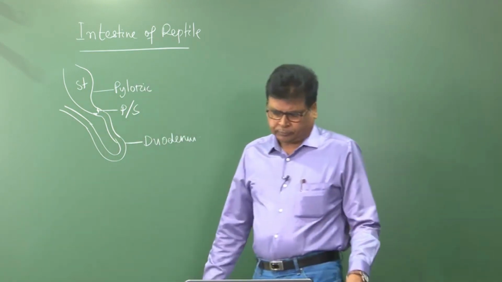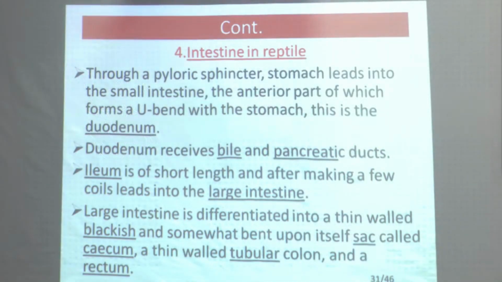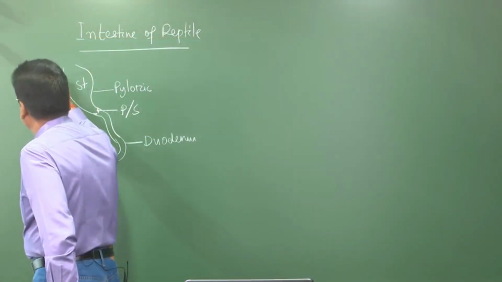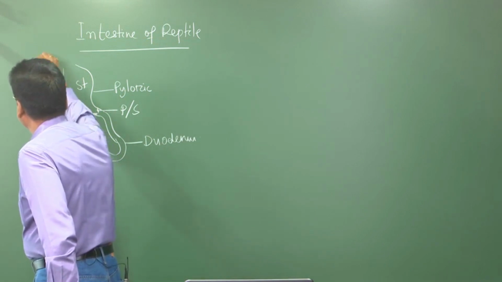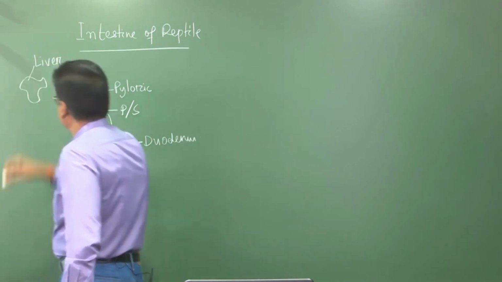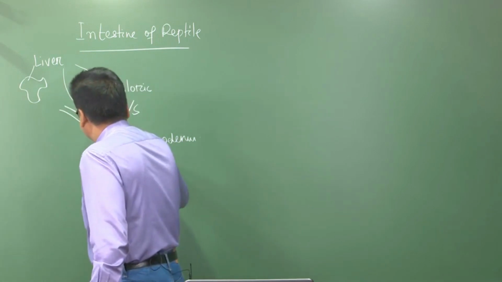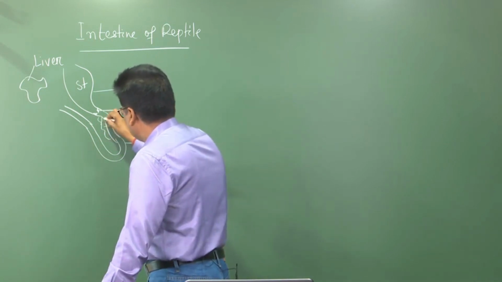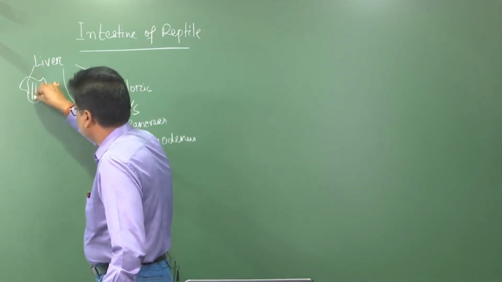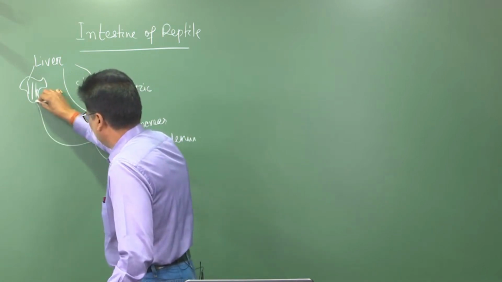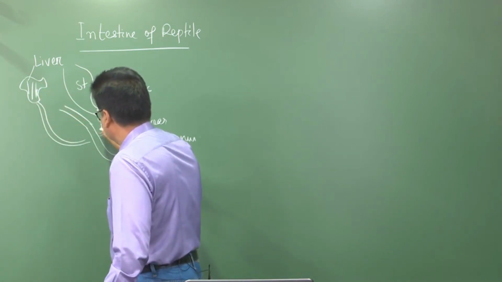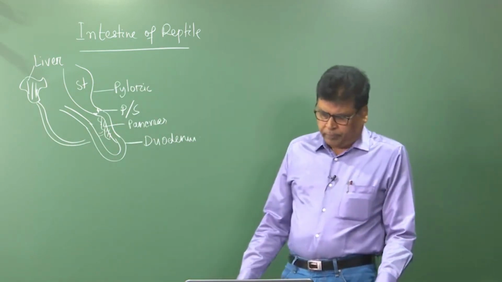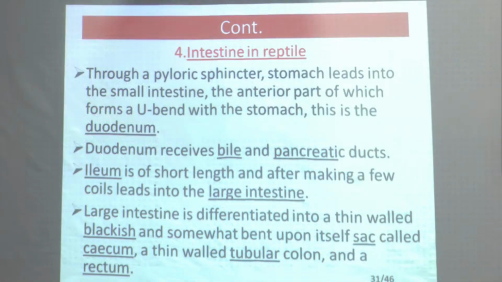In case of reptile, the duodenum receives bile and the pancreatic duct. One gland is there, the liver, which is one digestive gland. Another structure is the pancreas, which we shall also discuss. These two glands open into the duodenum by their ducts. So, the duodenum receives bile and the pancreatic duct.